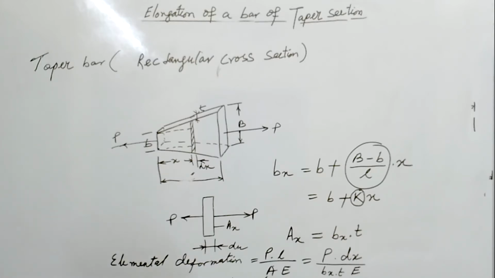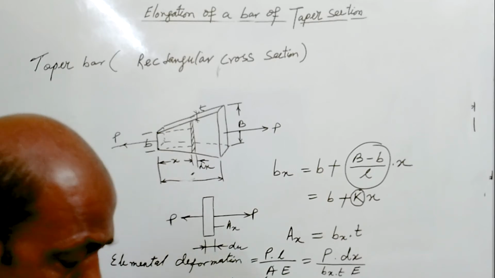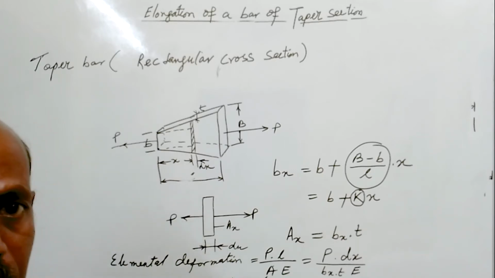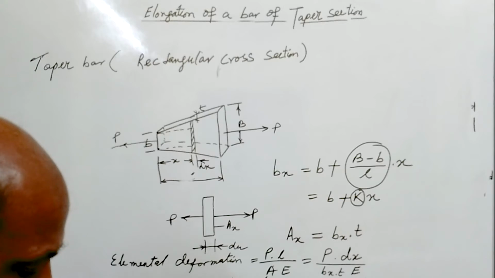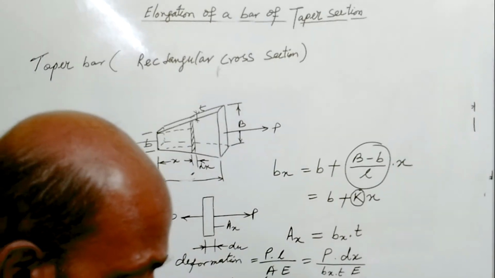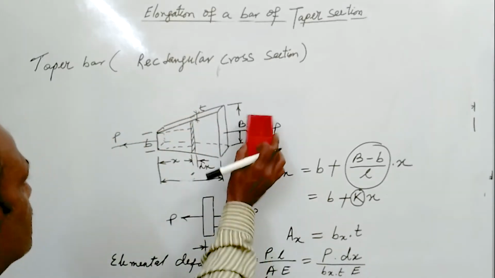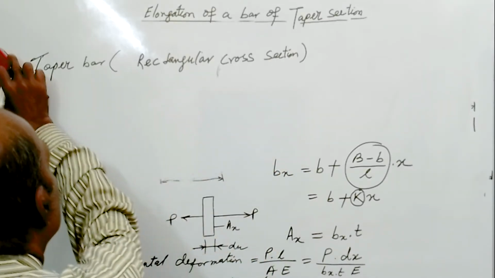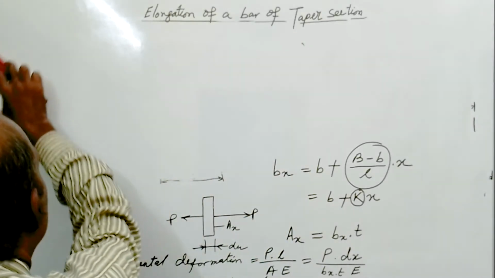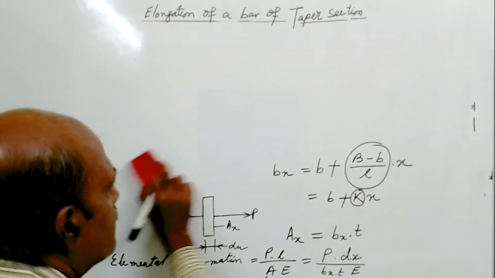So we have seen the deformation produced in a circular taper bar, and also in a rectangular taper bar. Now we'll see some problems related to this taper bar.